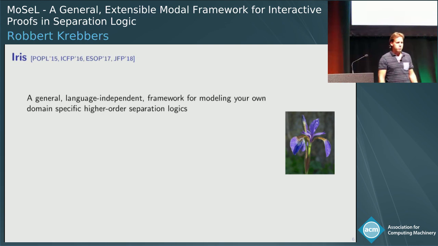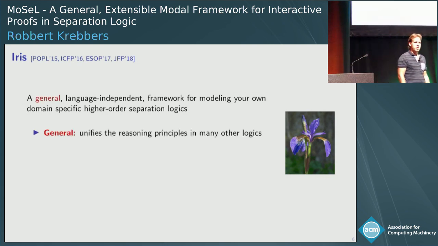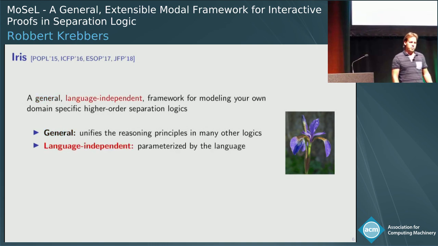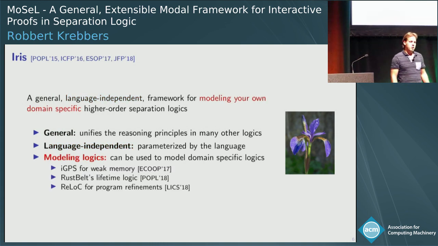Iris is a general language-independent framework for modeling your own domain-specific higher-order separation logics. So what does all of that mean? General means that if you look at all of these separation logics that have been out there, people have been developing all kinds of different reasoning principles, and in Iris we try to somehow unify these principles so that they could all be derived from simpler terms. It's language independent, so the framework is parameterized by the programming language, and you can instantiate it with Rust, ML, or whatever you like. But more importantly, Iris can really be used as a framework for modeling your own logics.